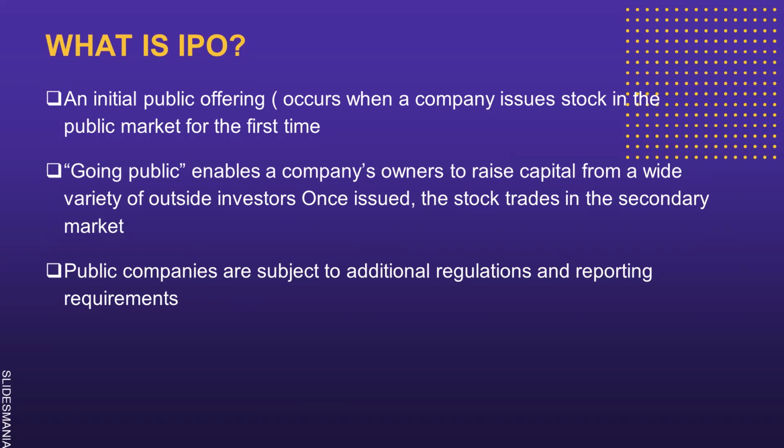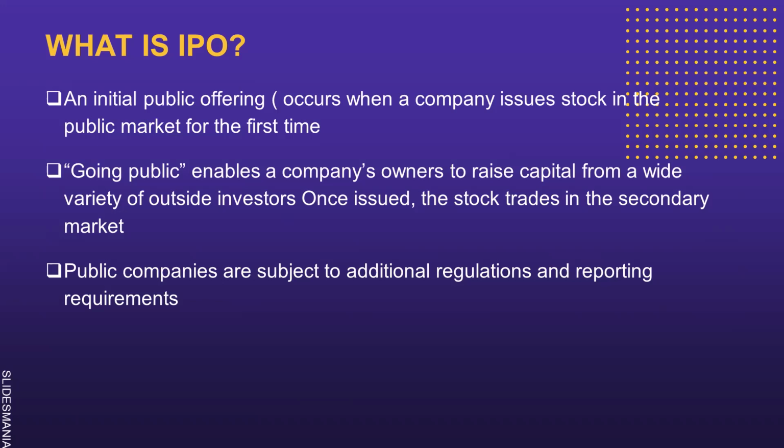Now, primary market is where IPO is. No? Basically, IPO is an initial public offering. It occurs when a company issues stock in the public market for the first time. Very recently, I think it was Nissin. No? So they're now offering shares to the public. Going public enables the company's owners to raise capital from a wide variety of outside investors.